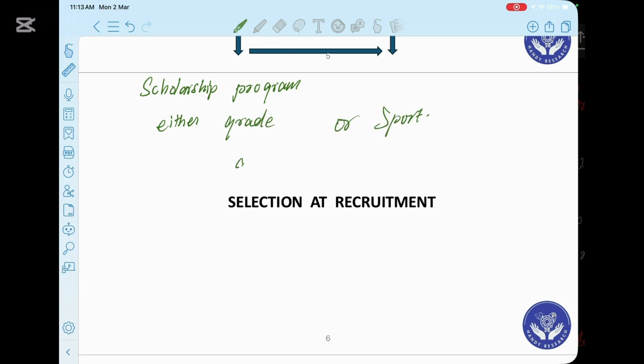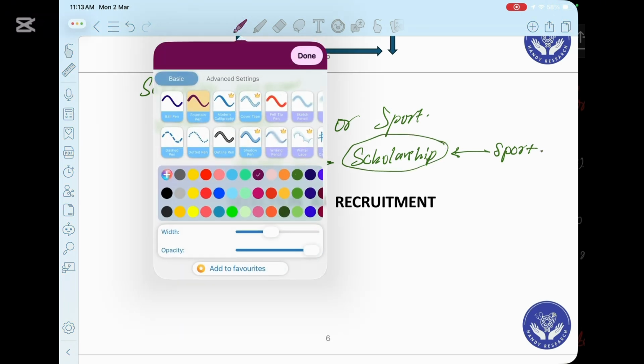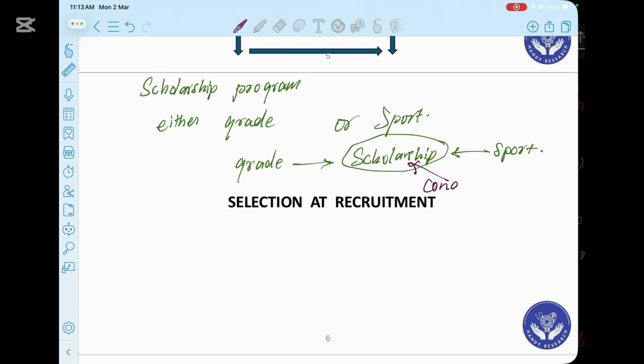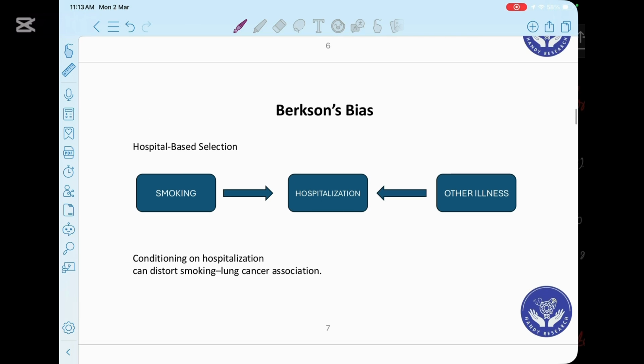Let's imagine a scholarship program. Students are selected if they have higher academic grades or sports ability. So grades and sports may be unrelated in the general population, but among scholarship winners, if someone has low grades, they must have strong sports ability to get that scholarship. Inside the selected group, grades and sports become associated. Selection created the association, and this is the mechanism of selection bias.